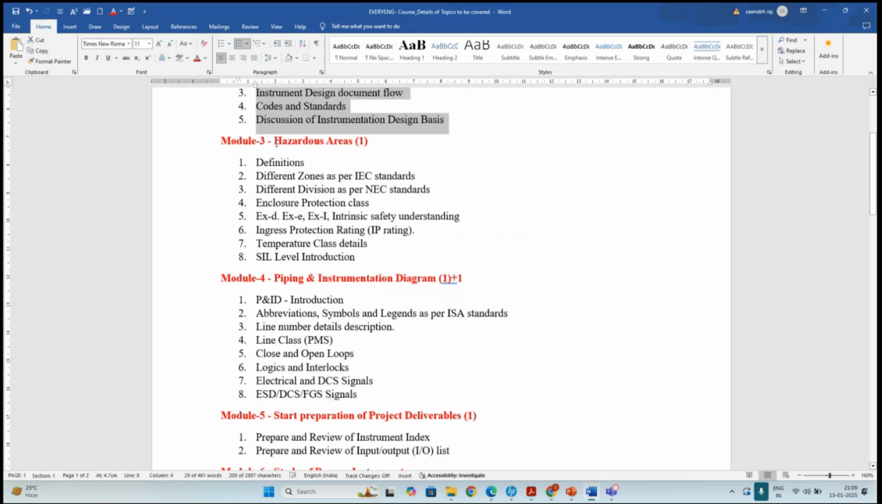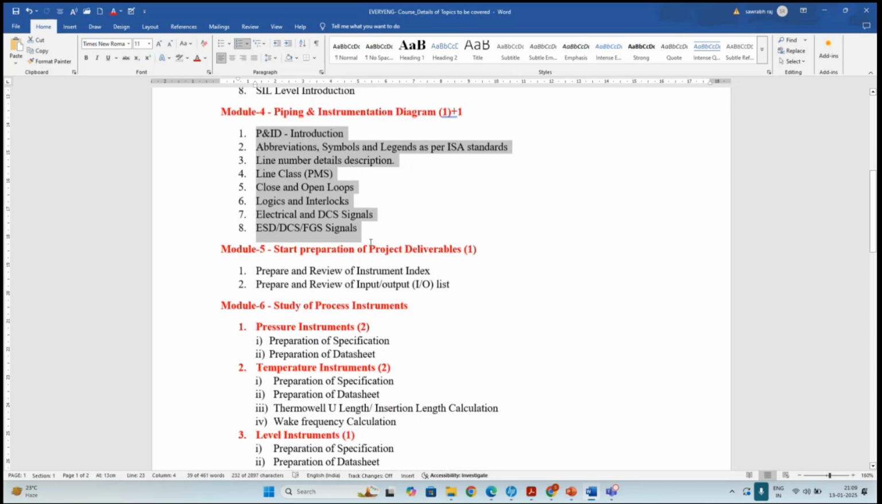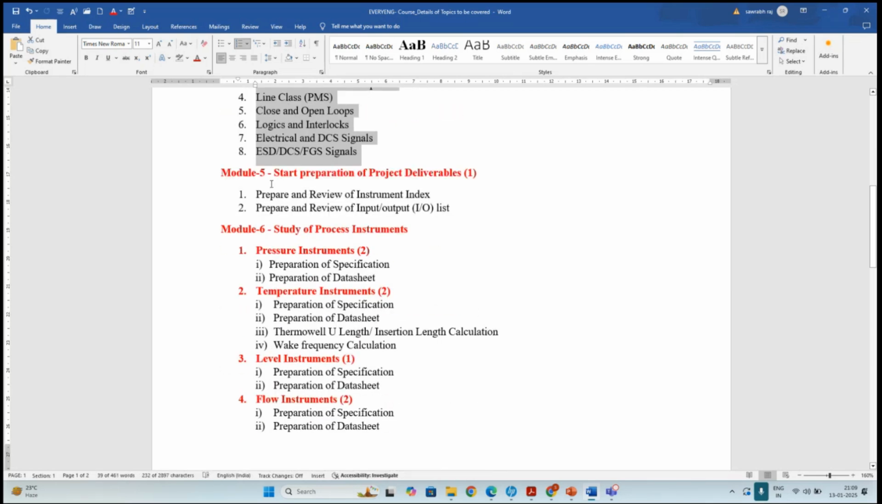In module 3, we will talk about hazardous area classification, their definition, zones, division, explosion protection, IP rating, temperature class, seal rating. Everything will be discussed in the hazardous area section. In the P&ID, we will have a detailed discussion on how to read the P&ID and what information we get from it. Then we start preparation of project deliverables, like the instrument index and the IO list.